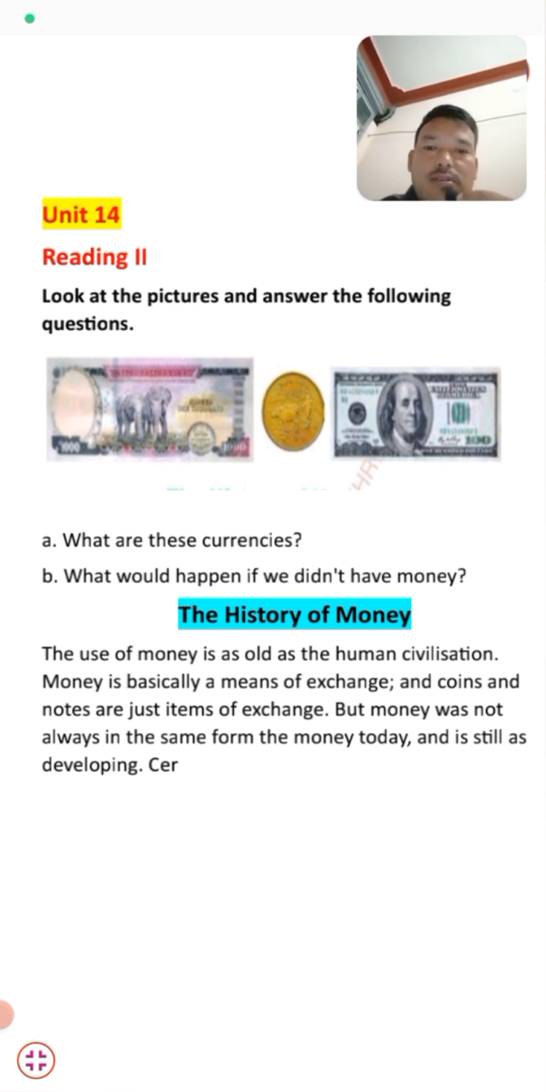But money wasn't always in the same form. Money today is still developing. Yes, students, money didn't always look like it does today, and it continues to change. Rather, it continues to change. It didn't look like it does today.